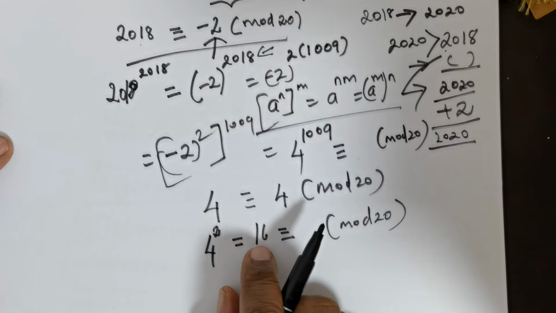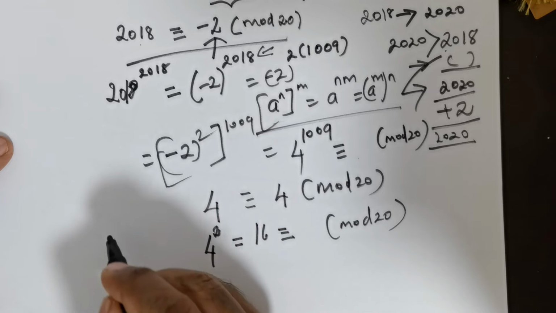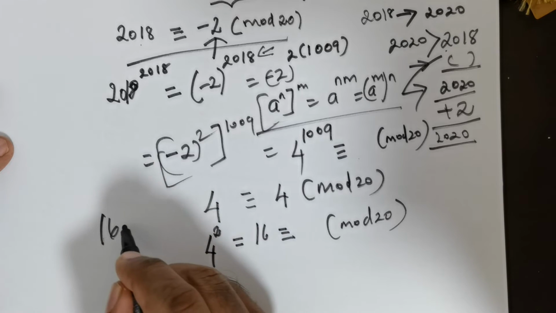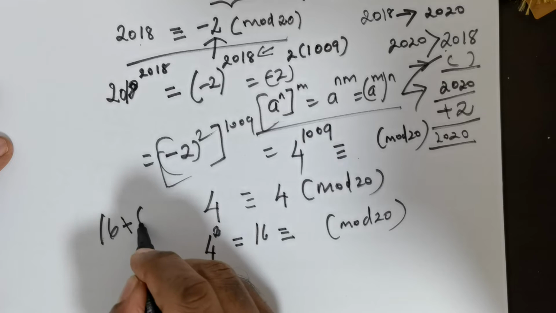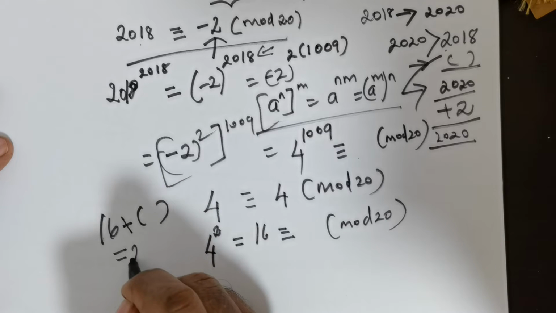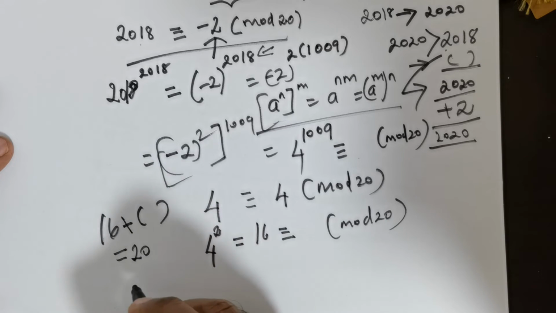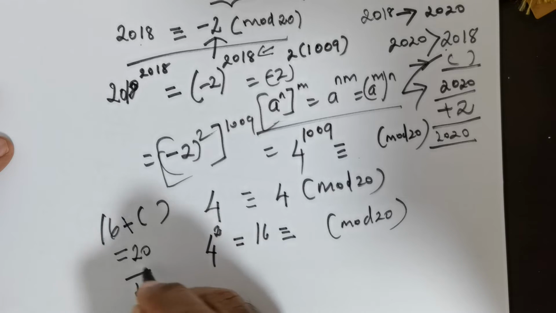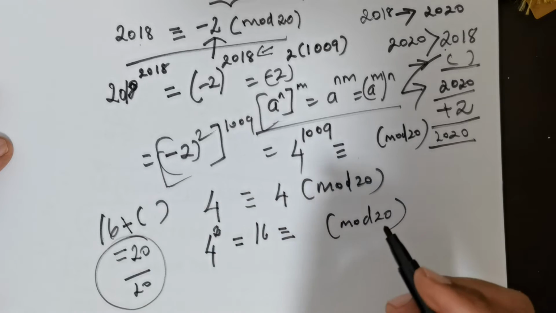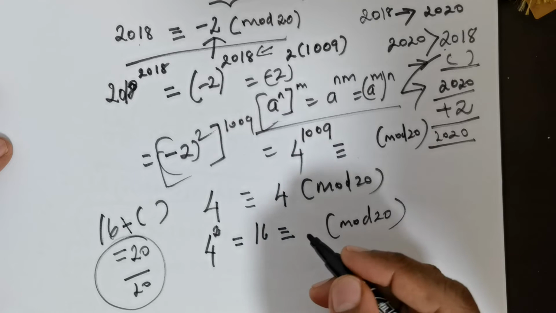Now the question is, what should you place? What is the nearest value that you need to place, or you need to add to 16 so that you get a value which is perfectly divisible by 20? What should that value be? That value should be 4.